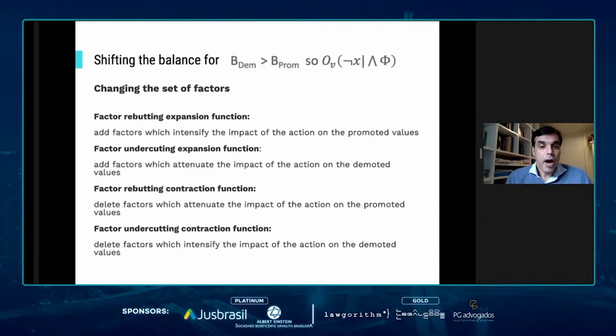Now, we also may shift the balance by contraction, by deleting some factors. So if we delete factors which attenuate the impact of the action on the promoted values, we have a factor rebutting contraction function, because we are deleting attenuators of the opponent. So we make the opponent stronger. But we may also delete intensifiers of the winner. So we may weaken the winner. This would be the case of a factor undercutting contraction function.